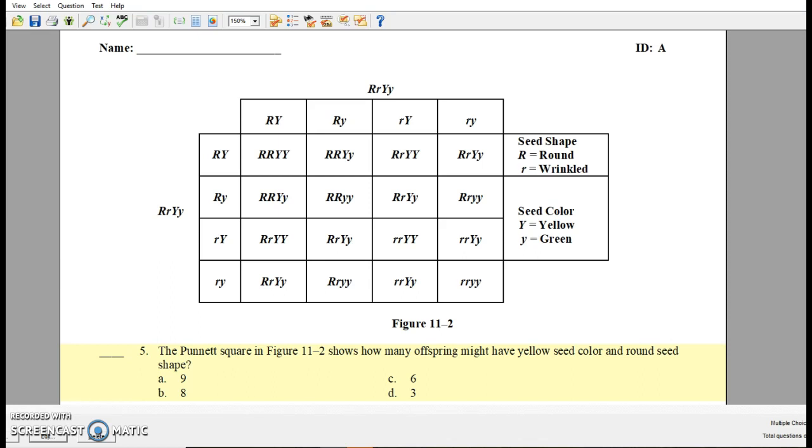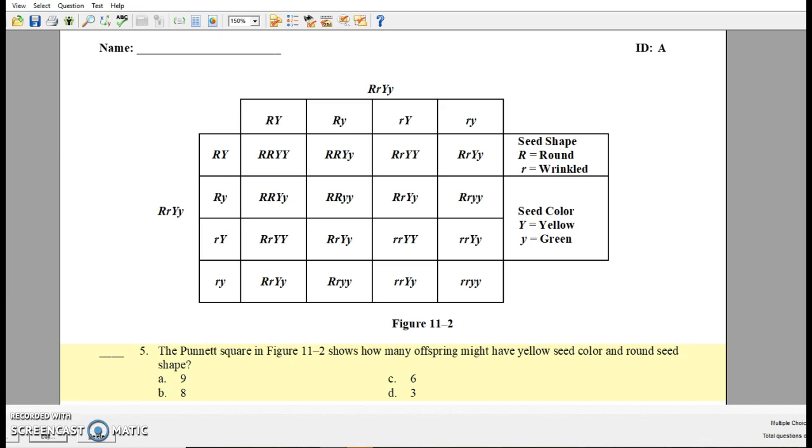And if you start and go diagonally from the left bottom corner to the top right corner, you see the heterozygous genotype that looks just like the parent, big R, little r, big Y, little y. That is a pattern you will see anytime both plants are heterozygous for both traits.